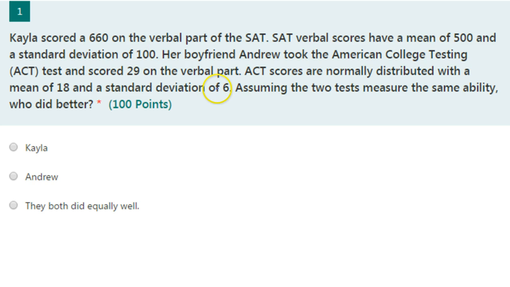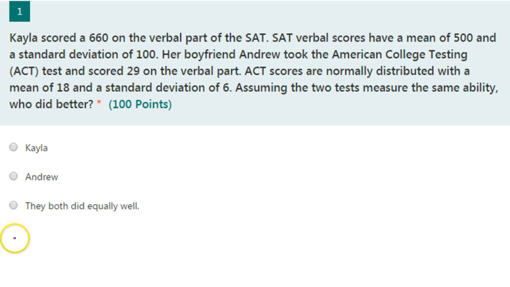Well, because the SAT numbers and the ACT numbers are scored very differently, at a glance it's hard to know which is better, a 660 on the SAT or a 29 on the ACT. So if we convert them both into z-scores, then we can compare the z-scores to see who did better.